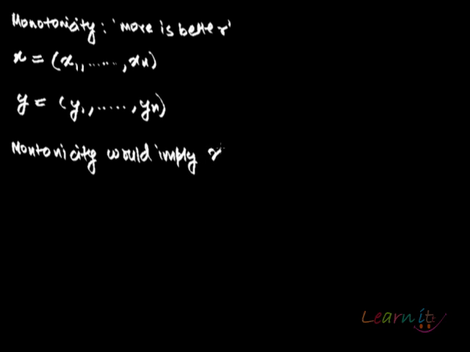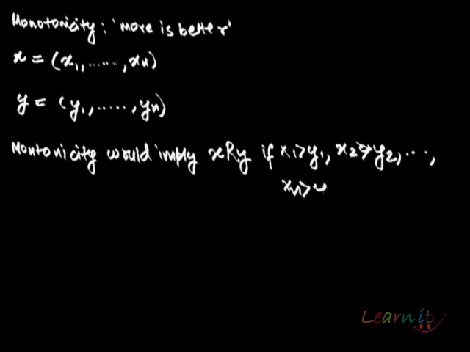Now monotonicity would imply X is preferred to Y if X1 is greater than Y1, X2 is greater than Y2, and so on to Xn is greater than Yn. So you're understanding what I'm saying. I'm saying that X would be preferred to Y if all of these X's are strictly greater than all of these respective Y's. Okay, then monotonicity is there. Then you have well-behaved preferences.